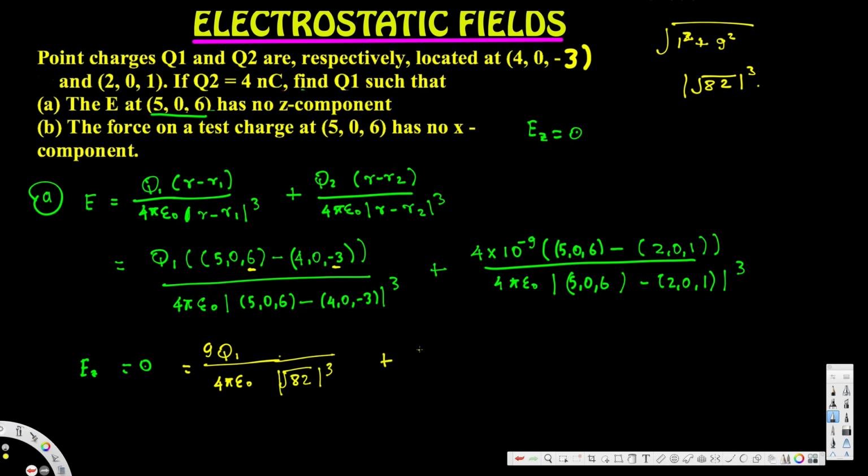Plus here we have 4 times 10 to the power minus 9. We are only looking at the Z component: 6 minus 1, that's 5. So we are going to have 5 Q2.